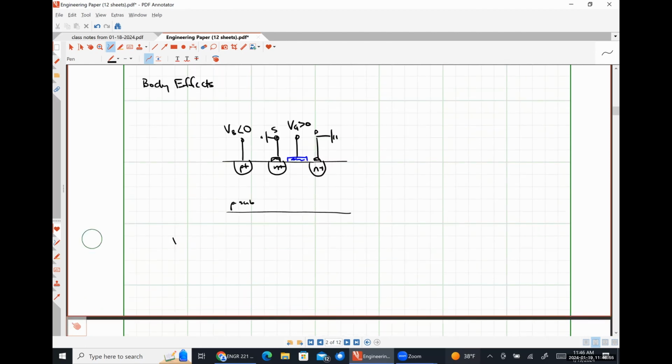our threshold voltage will become VTH naught. So this is the threshold voltage when body effects are not present that we just talked about, plus gamma times the square root of our substrate contact potential plus the potential difference between our source and our body, minus the square root of just our substrate contact potential.